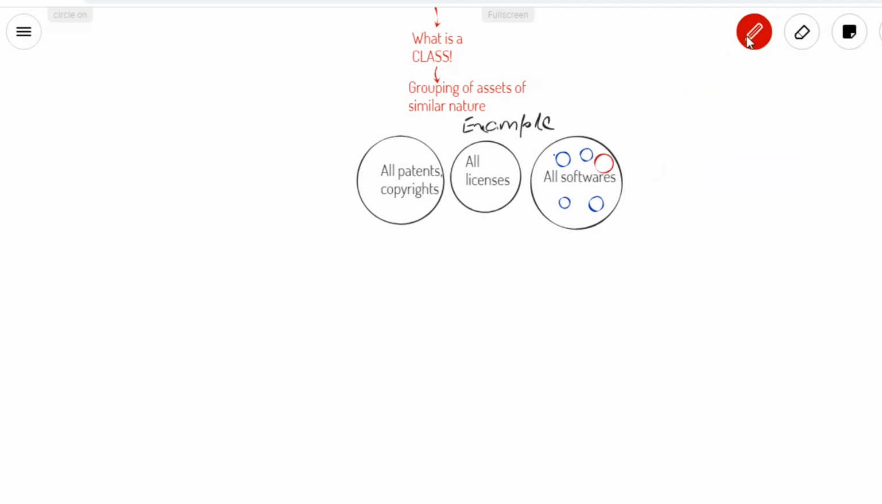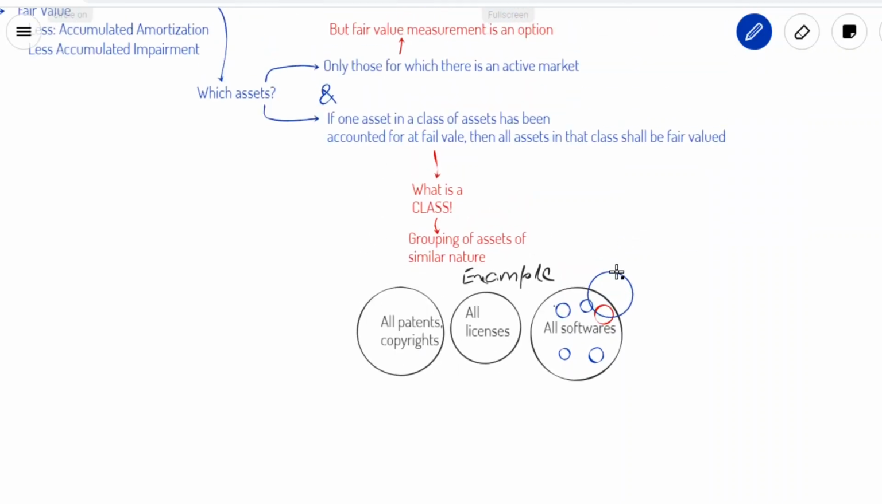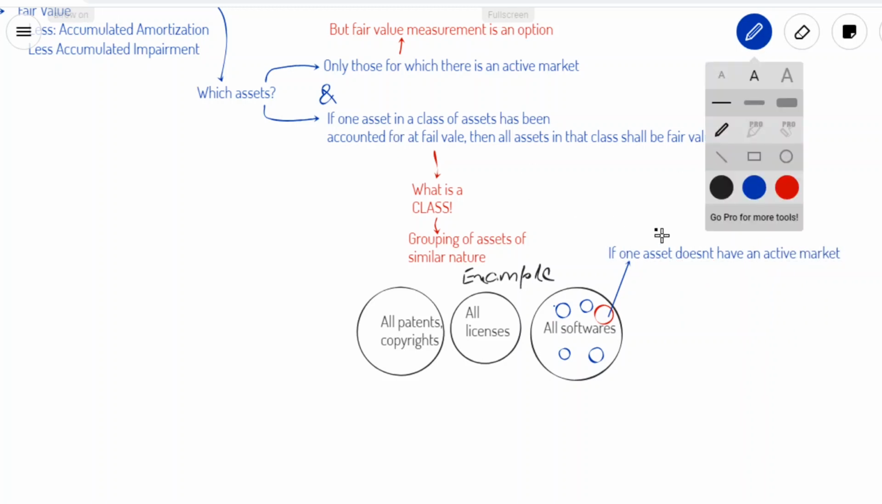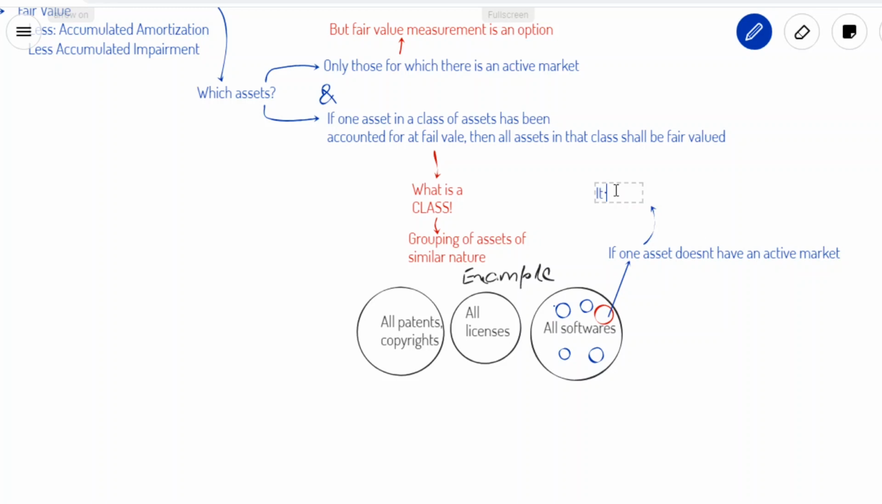So, if one asset in that class is being fair valued, then that means all of the assets in that class will have to be fair valued. Now, there's an exception to it. If one or two or more assets in that class do not have an active market, in that case, they will have to be accounted for at cost model.